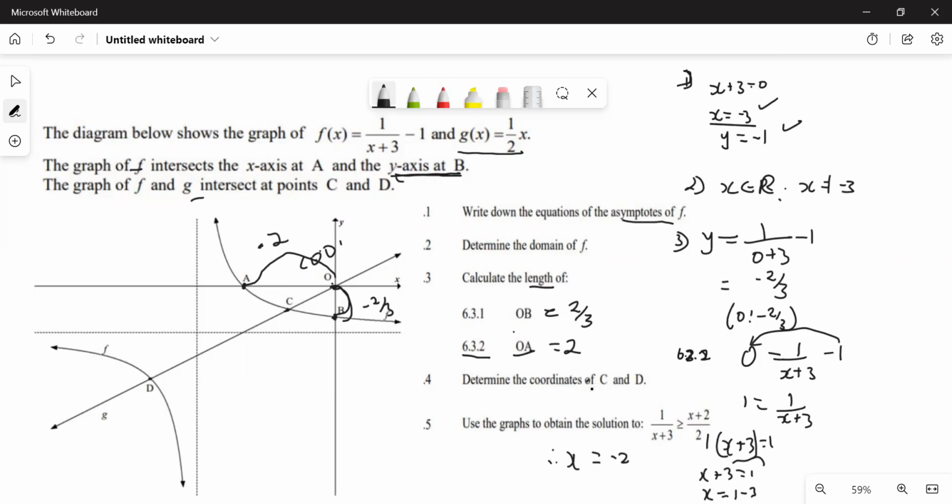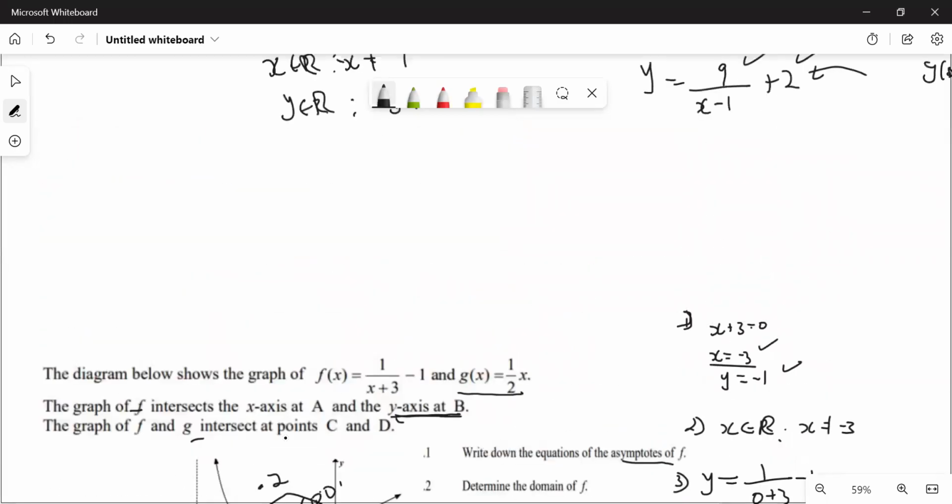Okay. Next question says determine the coordinates of D and C. What is happening at D and C? Our two graphs are intersecting with each other again. Now, if our two graphs are intersecting with each other, we come and say we have, it's number 4. And then on number 4, we are going to have 1 all over x plus 3 minus 1, which is going to be 1 all over 2x.